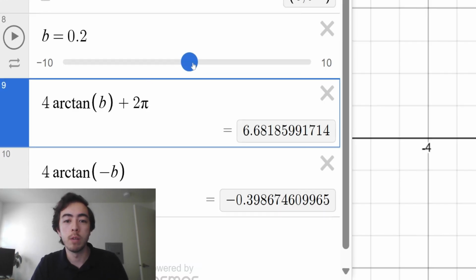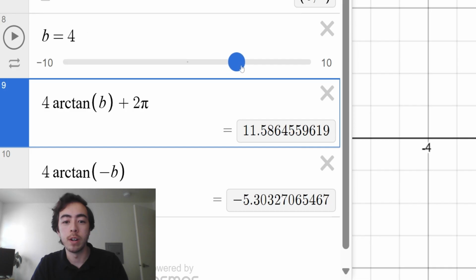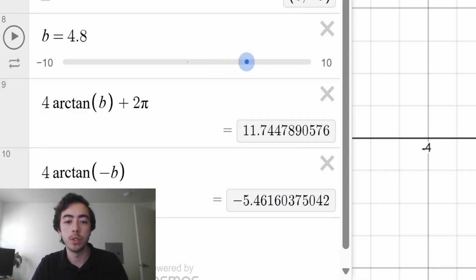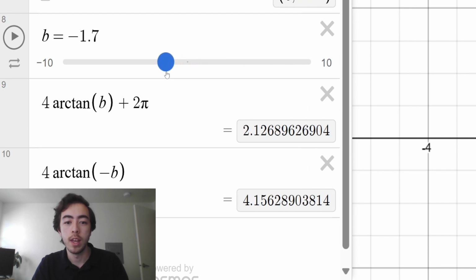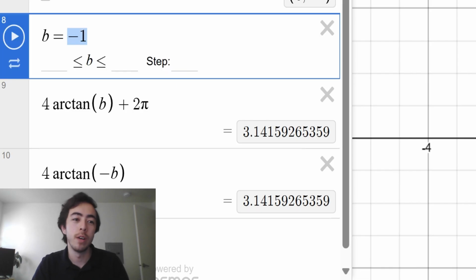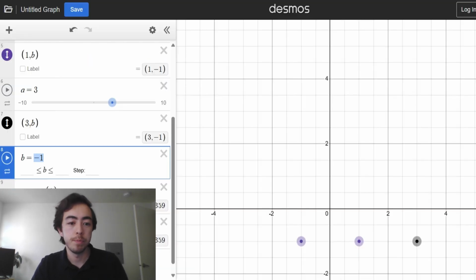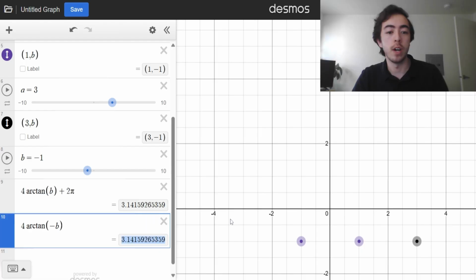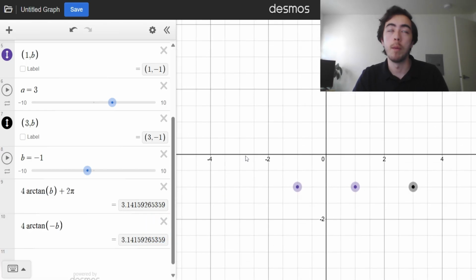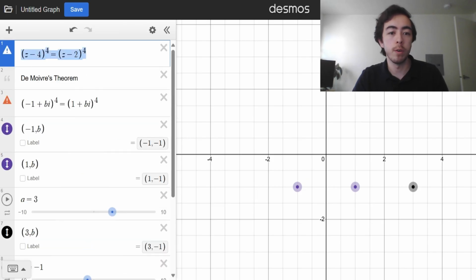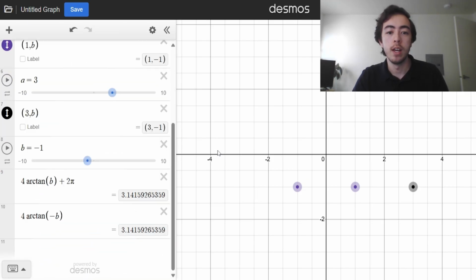And now I'm going to be looking around for when these two values are equal to each other. Okay, clearly this one's growing and that one's shrinking, so maybe I need to go in the other direction. And it looks like I passed over some kind of solution right around there. And what do you know? That's when b is -1. And both of these angles are at pi. So both of the resulting complex numbers, after raising them to the power of 4, will have an argument of pi.